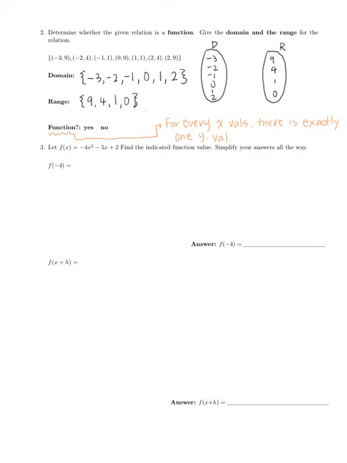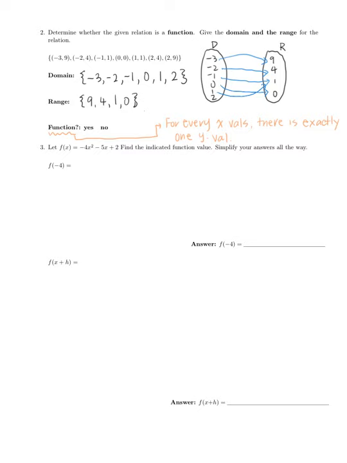Now let's just map it out. When x is -3, y is 9. When x is -2, y is 4. When x is -1, y is 1. And when x is 0, it goes to 0. So far so good, because every x value has exactly one y value. And when x is 1, it goes to 1. This is okay because when x is 1, it has exactly one y value, which is 1.